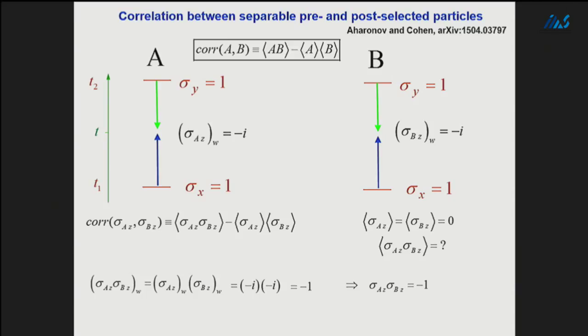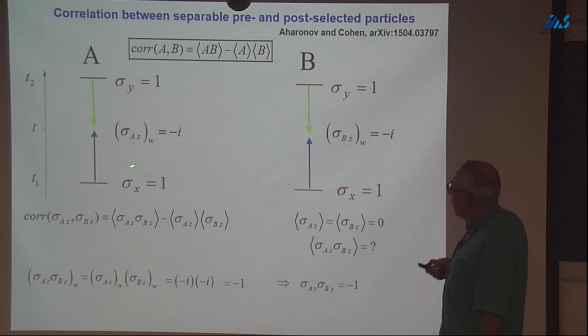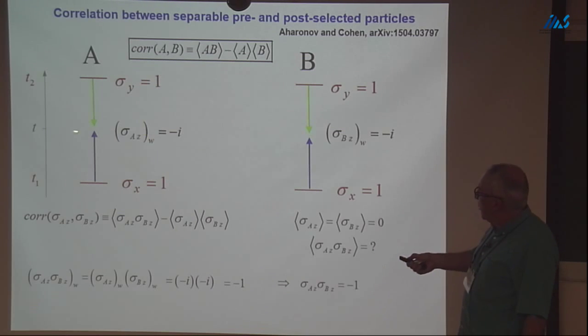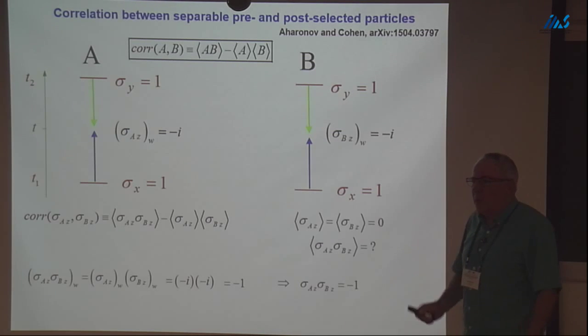And we get this very strange situation. Two particles, completely uncorrelated. Pre-selected, post-selected, pre-selected, post-selected. Now, we make a measurement of sigma z times sigma z. And we see that they are correlated. They are always minus 1. This is correlation. This correlation gives minus 1.